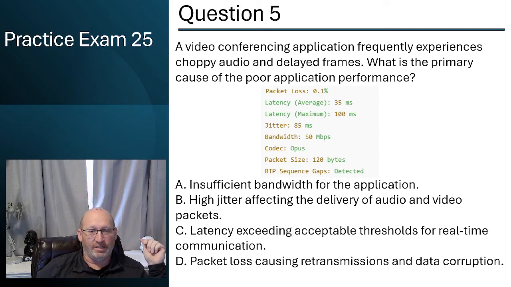We see a packet loss. We see some latency, min and max. We see a little bit of jitter, a little bit of bandwidth, some codec showing opus. We see packet size 120 bytes, and we see RTP sequence gaps are detected. So what is the problem here? I mean, quite a bit of a log here. You almost have to know what you're looking at as you're going through it.